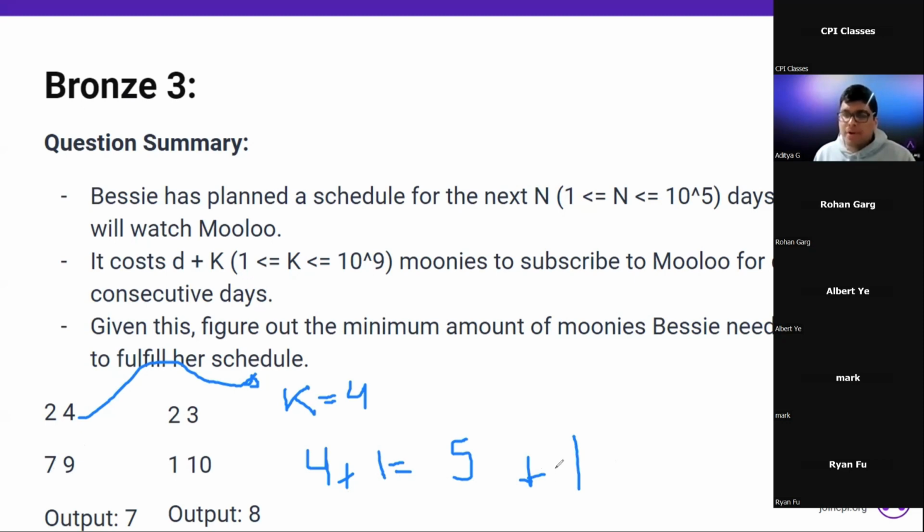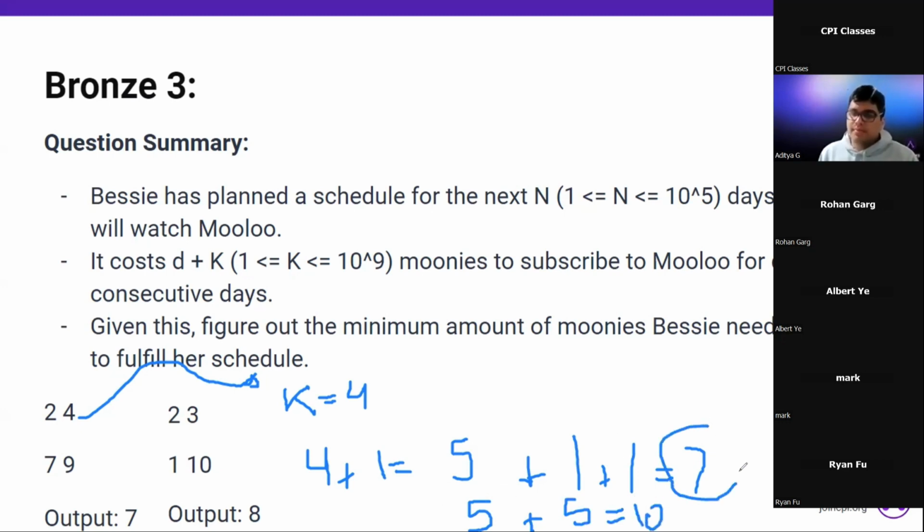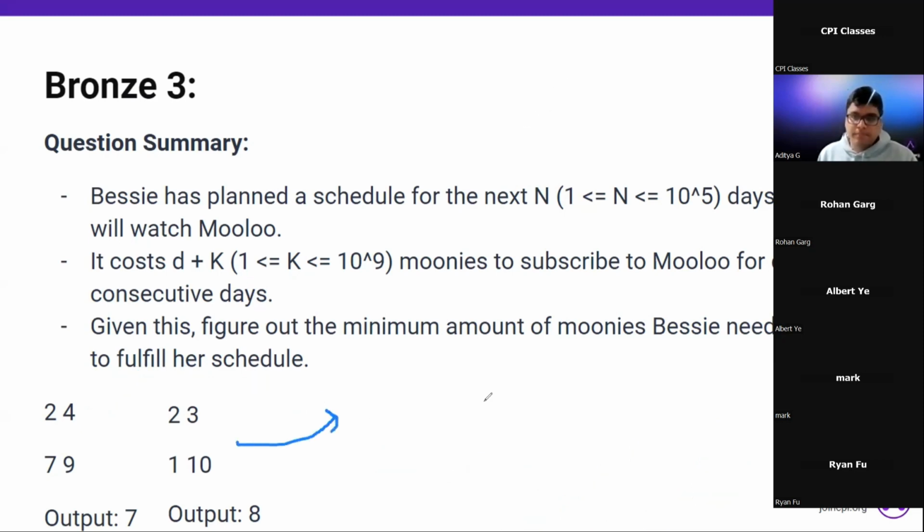And then we would pay for it on the 9th day, which would make it 7. Or we could drop it after the 7th day and then rebuy it on the 9th day, which would again cost us 5. So that would cost us 10 in that case. So in this case, it's better to just keep the subscription the whole time.